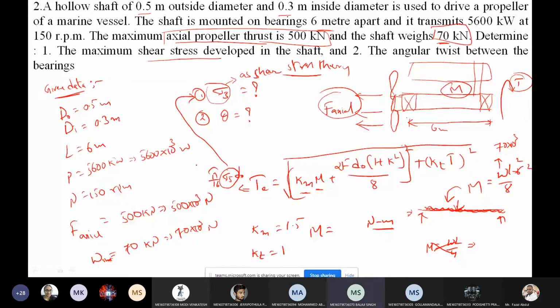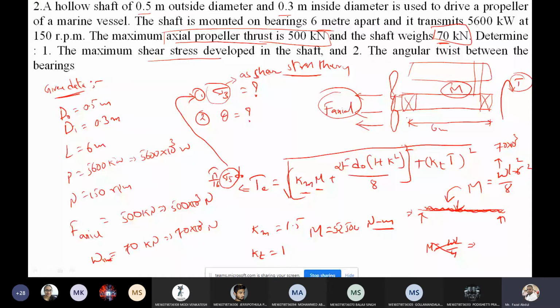3,15,000. Why are you getting so much? Verify again. WL square by 8. So it's 52,500. Very good. So this is the M value we got.